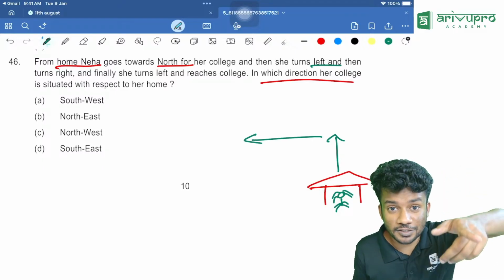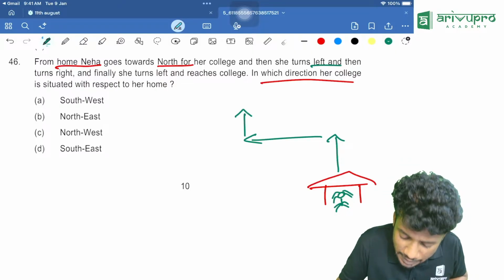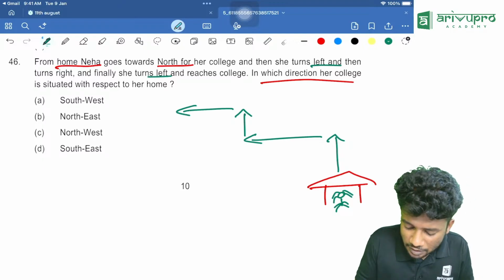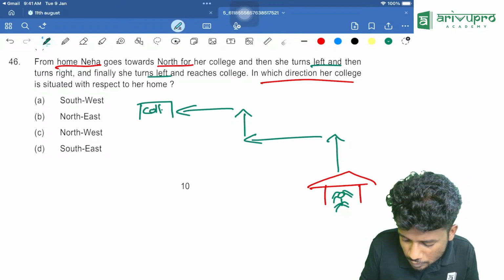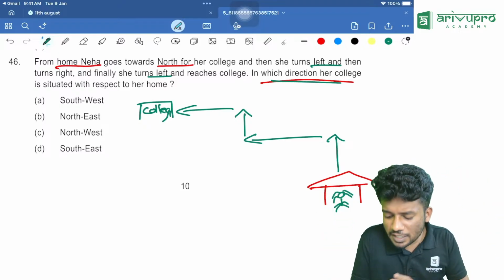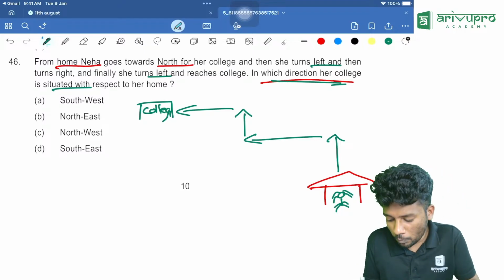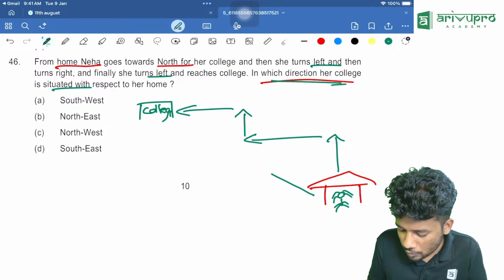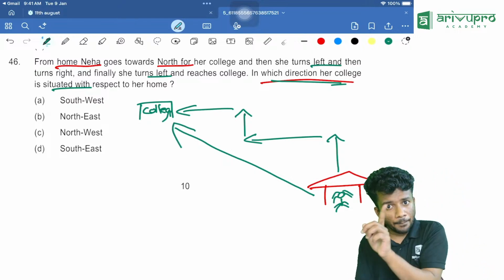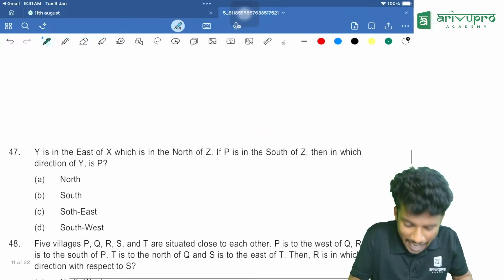Left of north is what? That is west. Then a right turn. That means again she is going to the north. Then finally, she turns left and reaches her college. So this is the college where Neha is studying. Now the question is, in which direction is her college situated with respect to home? That means from home, her college is in which direction? It is up and towards the left. That means northwest. Option C is your answer.